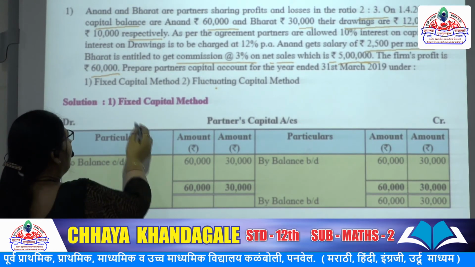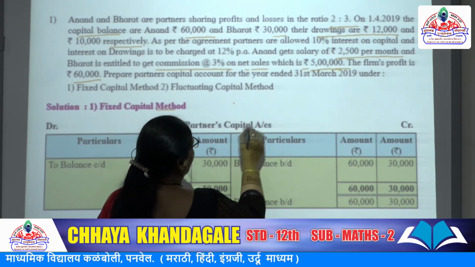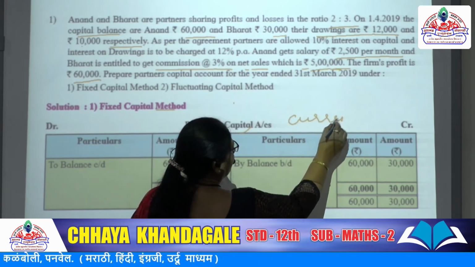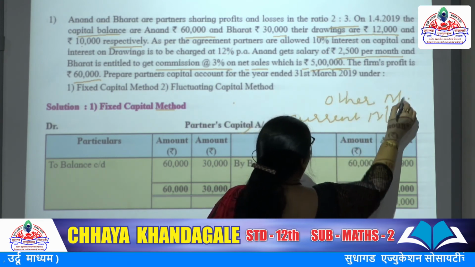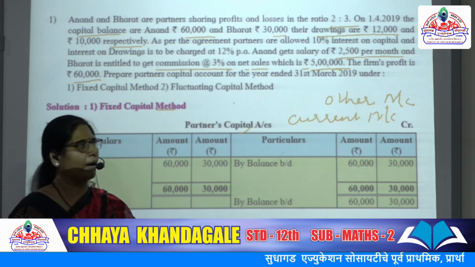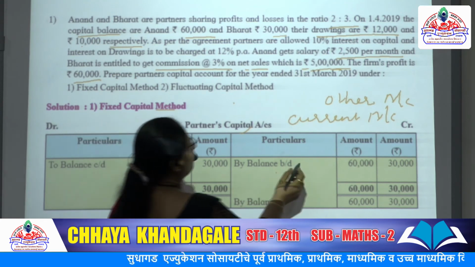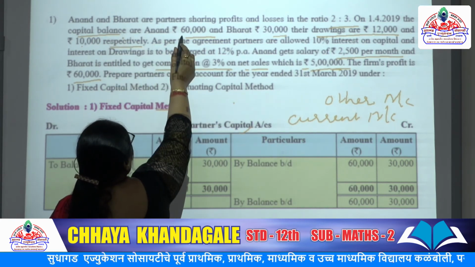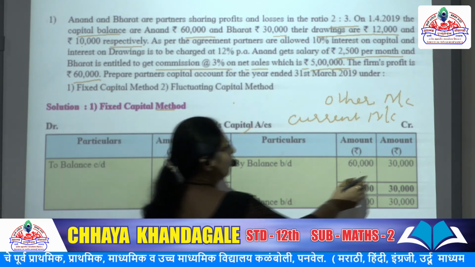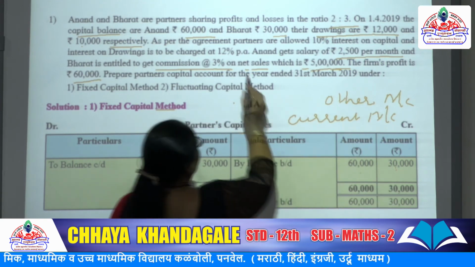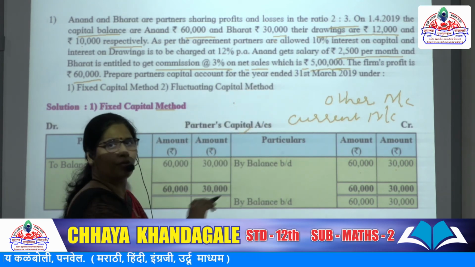Now, according to the fixed method, we have to prepare two accounts: this one, the capital account, and the other is the current account. So what are we going to write in the capital account? By balance brought down. What is the capital invested? In the Anand column we have written 60,000. In the Bharat column we have written 30,000, because these are the initial contributions they have made in the firm.